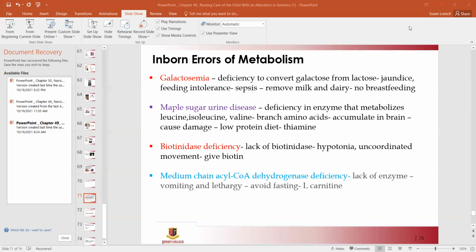Biotinidase deficiency. This is lack of the enzyme biotinidase. There's usually no symptoms at birth, in the first few weeks or months of life. Then they'll start to develop hypotonia, uncoordinated movement, seizures, developmental delay, alopecia, seborrheic dermatitis, hearing loss, optic nerve atrophy, and intellectual disabilities. Also metabolic acidosis, which can cause death. So they'll be given daily oral free biotin.